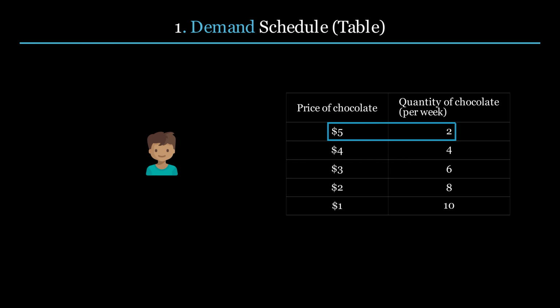When the price is $5, Ali is interested in buying just 2 bars a week. If the price drops to $4, he buys 4 bars. At $3 price, he buys 6, and at $2 he buys 8, and at $1, the lowest price, he buys 10 bars a week. Now note the pattern. As the price falls, the quantity demanded increases. That's the law of demand.